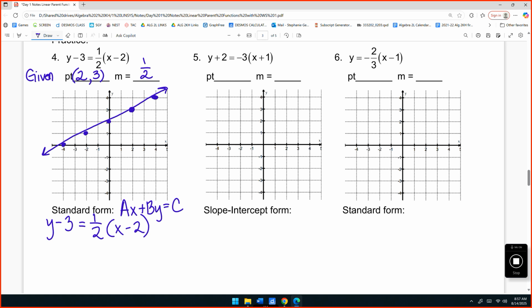Distribute the 1/2, yep. So I can do that, and then I won't have parentheses anymore, okay? So I have y minus 3 equals 1/2 times x is just 1/2 x. And 1/2 times, remember that is a -2, so half of -2 is -1. Okay? All right. Now remember, there's lots of routes we can take to get here, but you got to think, all right, I don't have any parentheses anymore. But I do have a fraction, and standard form doesn't have any fractions.